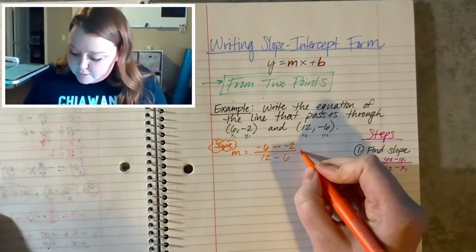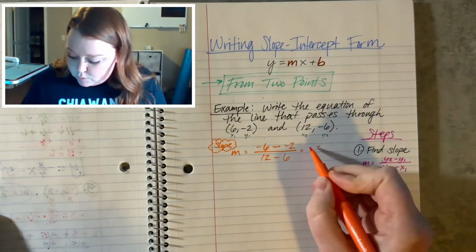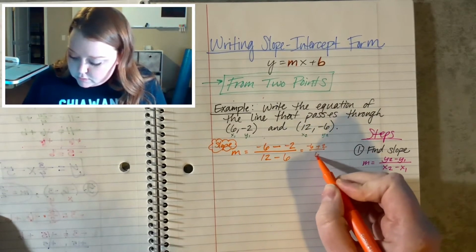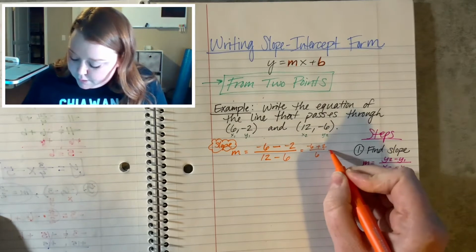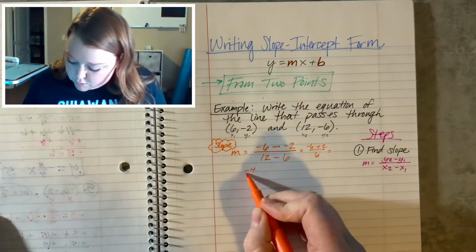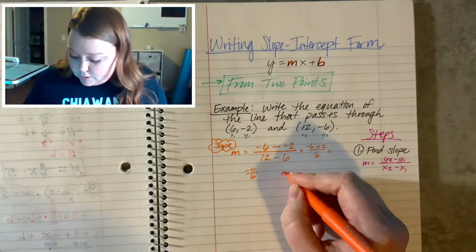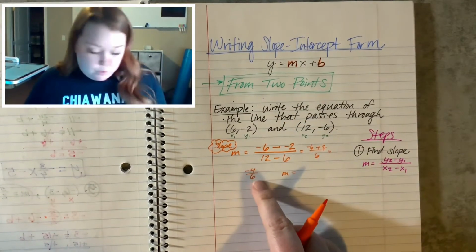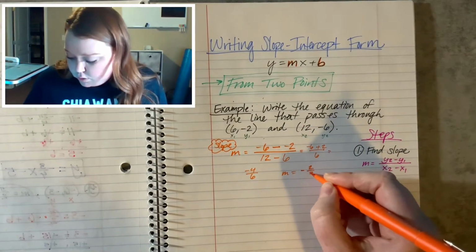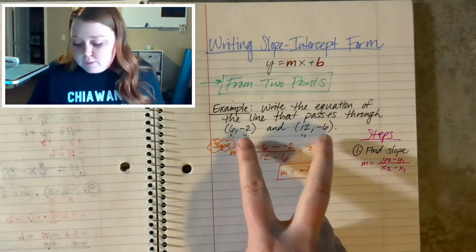Now we're just going to simplify this down a little bit. When I subtract a negative, that's the same thing as adding. So this is the same as negative 6 plus 2. 12 minus 6 is 6. Negative 6 plus 2 is negative 4. So I have a negative 4 over 6. That can be simplified. You need to simplify that down. Both of those are divisible by 2. So negative 4/6 simplifies to negative 2/3.